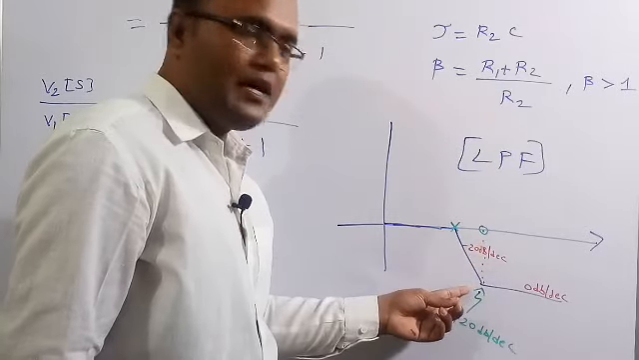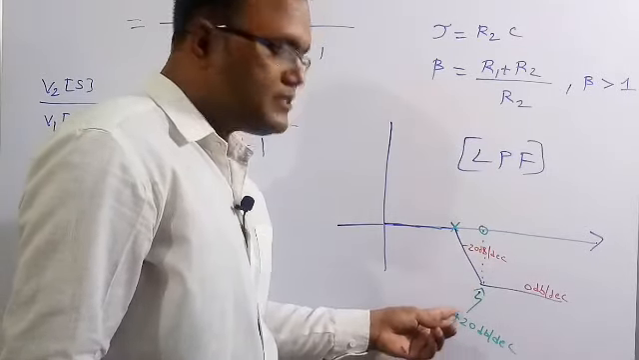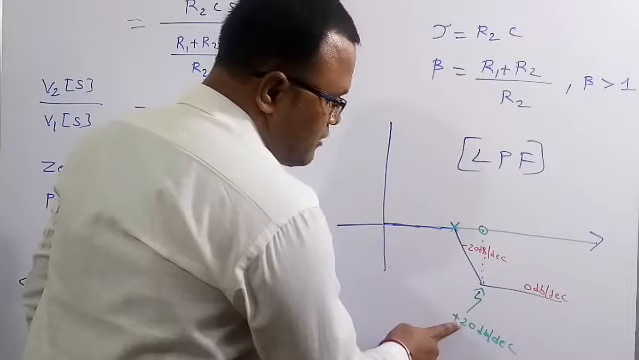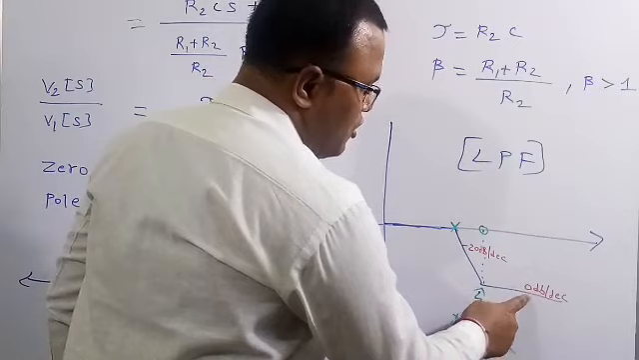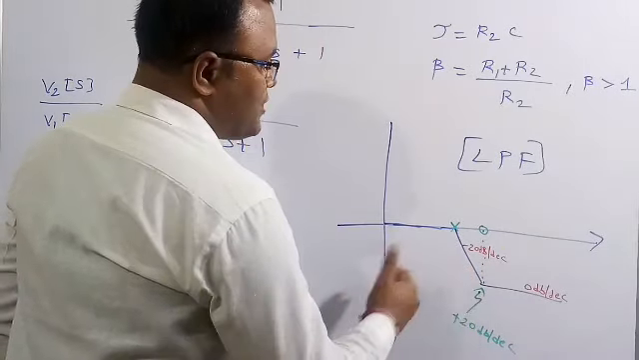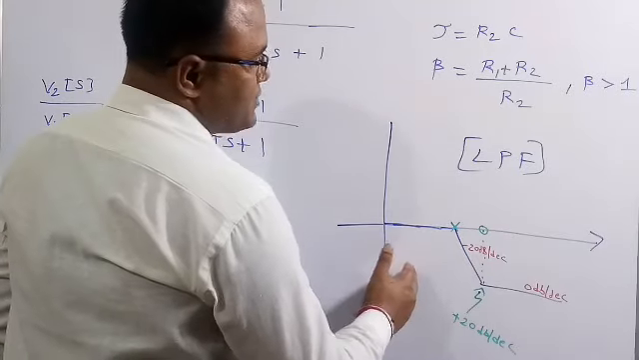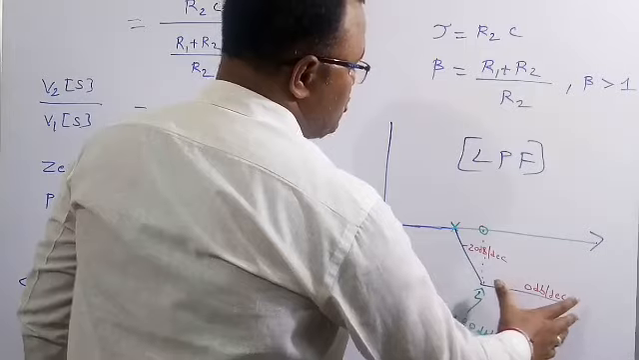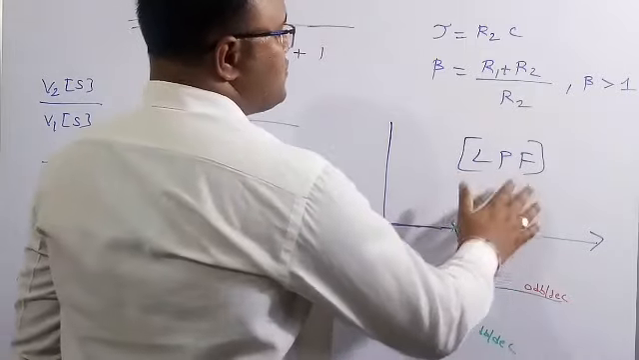But after that the zero will come. Means this is a single zero. So therefore plus 20 decibels per decade. So minus 20 and plus 20 will add and it will become 0. So therefore only this range of frequencies is going to pass through from the input to the output, but these frequencies are not going to be amplified. So that is the reason this is called a low pass filter.